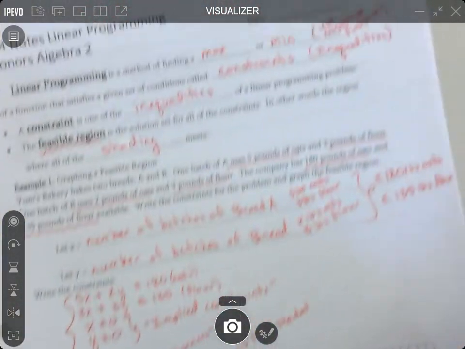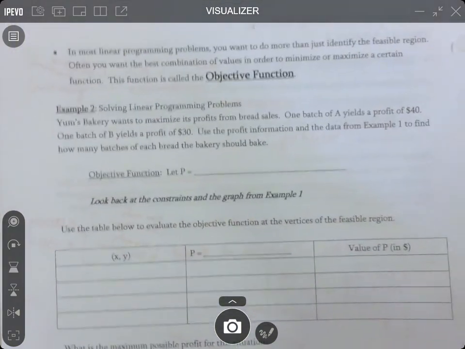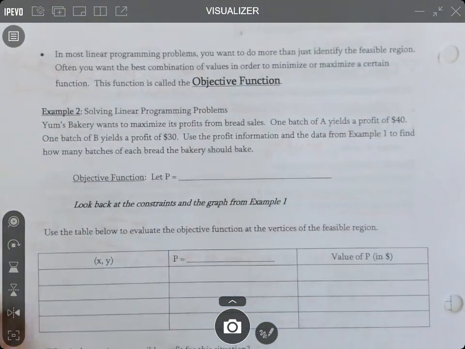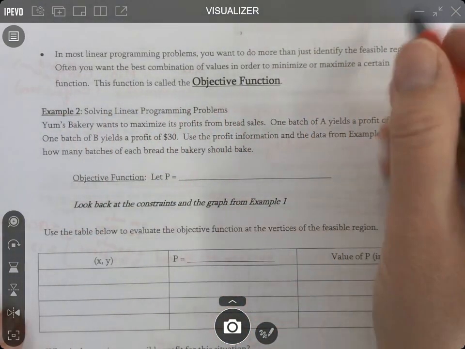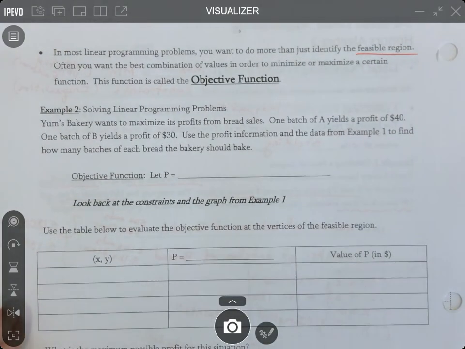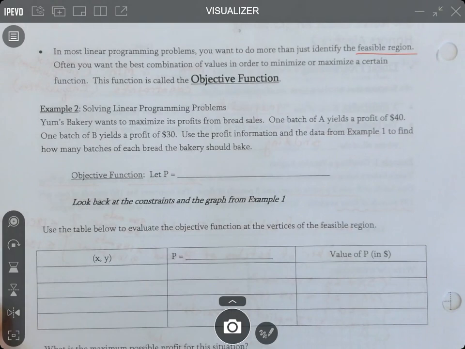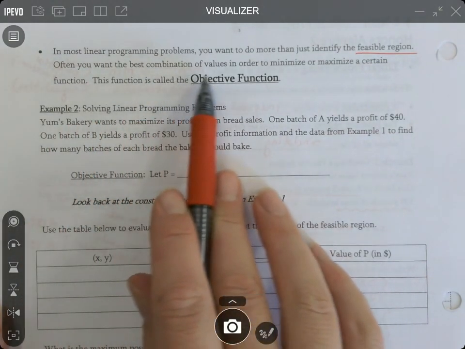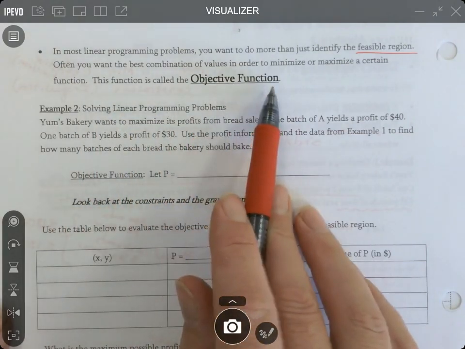Okay, so on the back here, this is now introducing the idea of your objective function. So in most linear programming problems, you want to do more than just identify the feasible region. Remember, the feasible region is that final shaded region, so that little part that I colored in. And anything on the solid line counts. Often you want the combination of values to minimize or maximize a function. This is called the objective function.